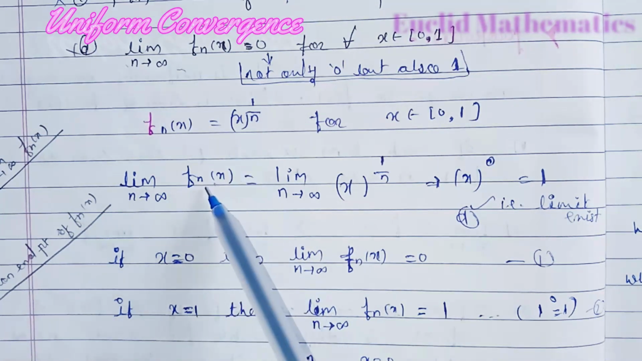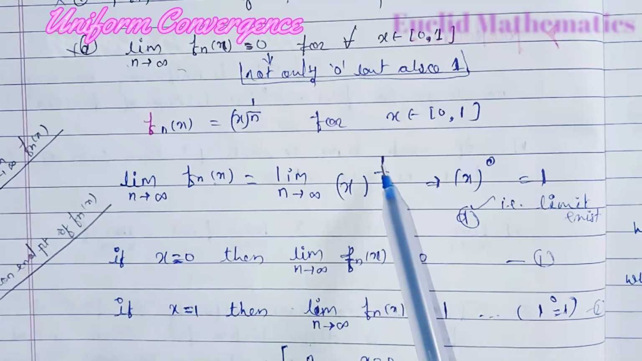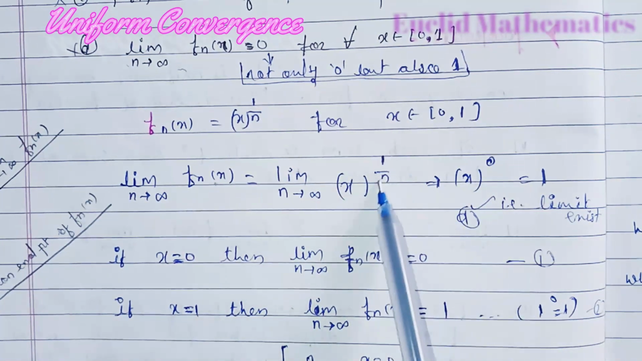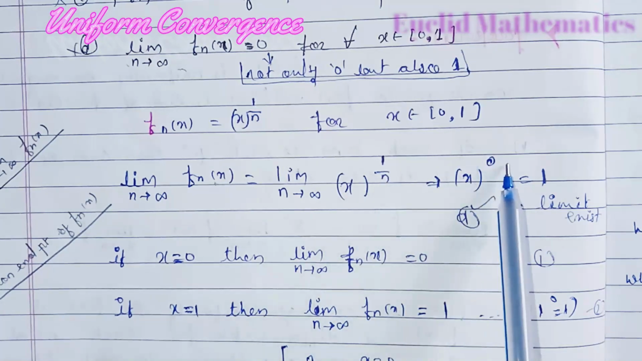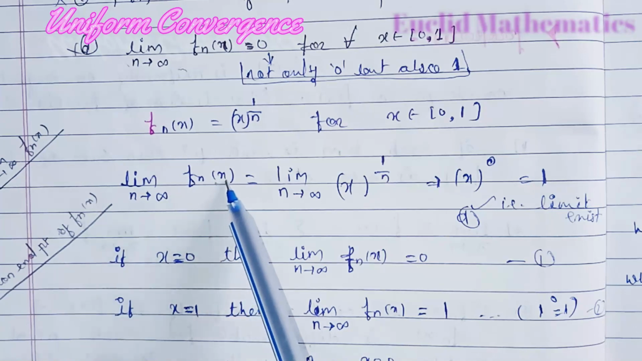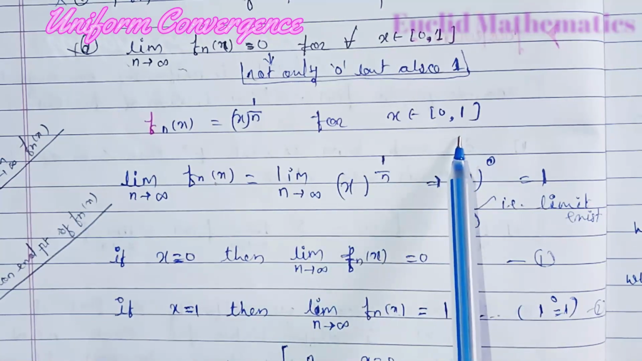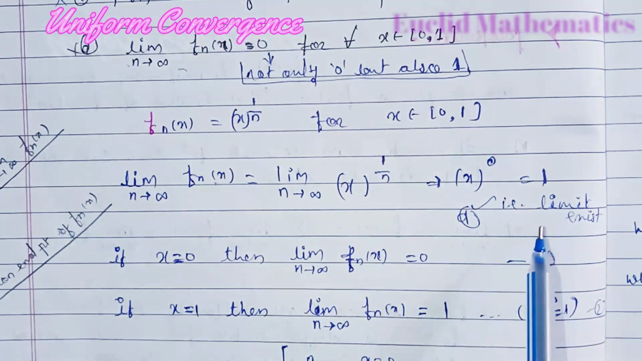After applying the limit n tends to infinity to f_n(x), which is x raised to 1 by n, as n tends to infinity x raised to 1 upon infinity goes to 0. 1 upon infinity is 0, so x raised to 0 is 1. That means limit n tends to infinity f_n(x) gives the value 1, which is finite and exists for all x belongs to [0,1]. So the limit exists and is finite.